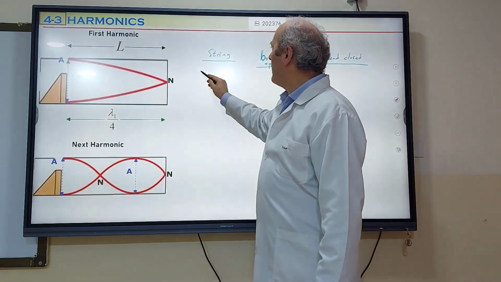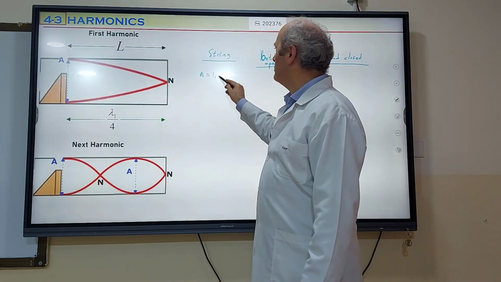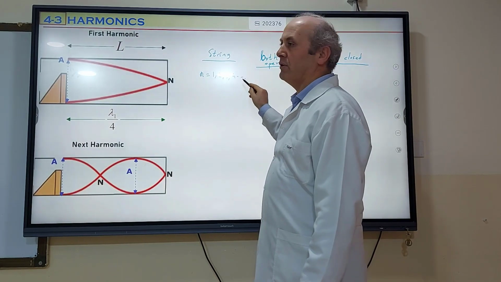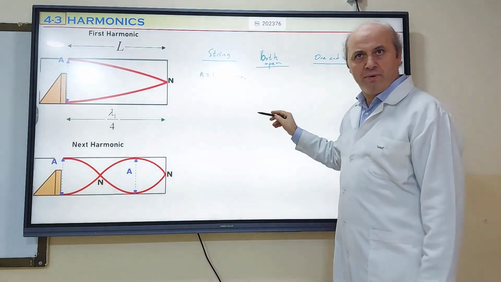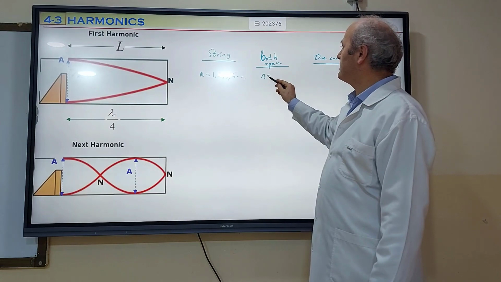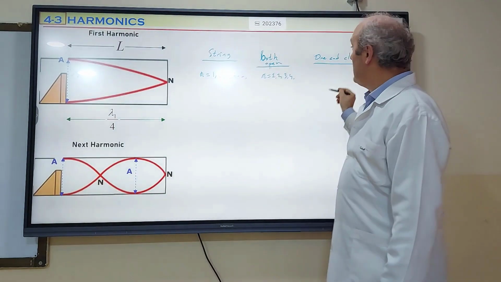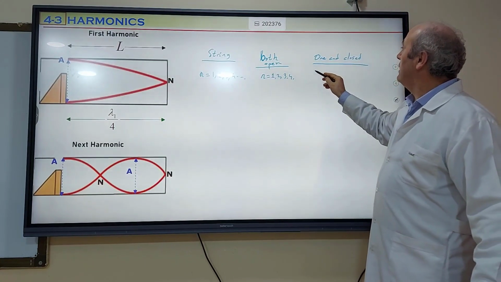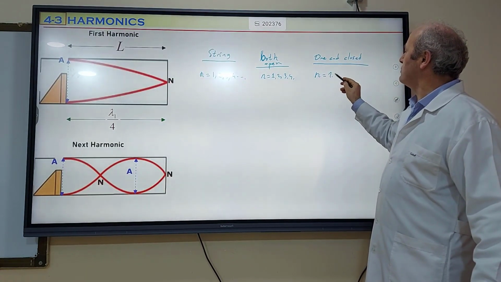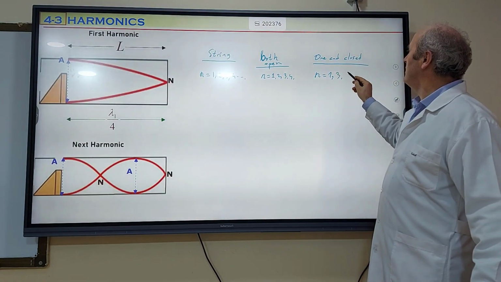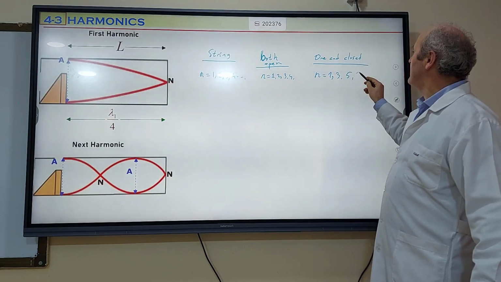In a string instrument, all harmonics are present: n is equal to 1, 2, 3, 4, and so on. In a both-ends open pipe, again, all harmonics are present: 1, 2, 3, 4, and so on. But in a one-end closed pipe, only odd harmonics are present: 1, 3, 5, 7, and so on.